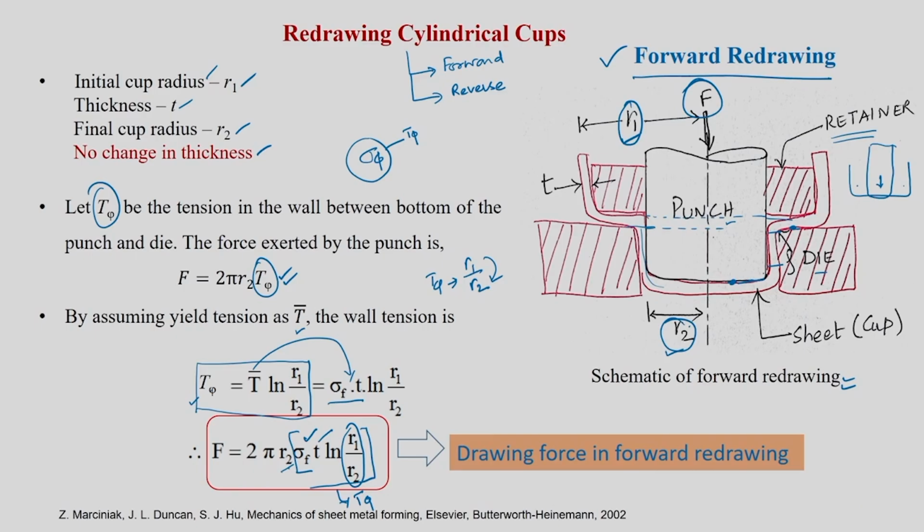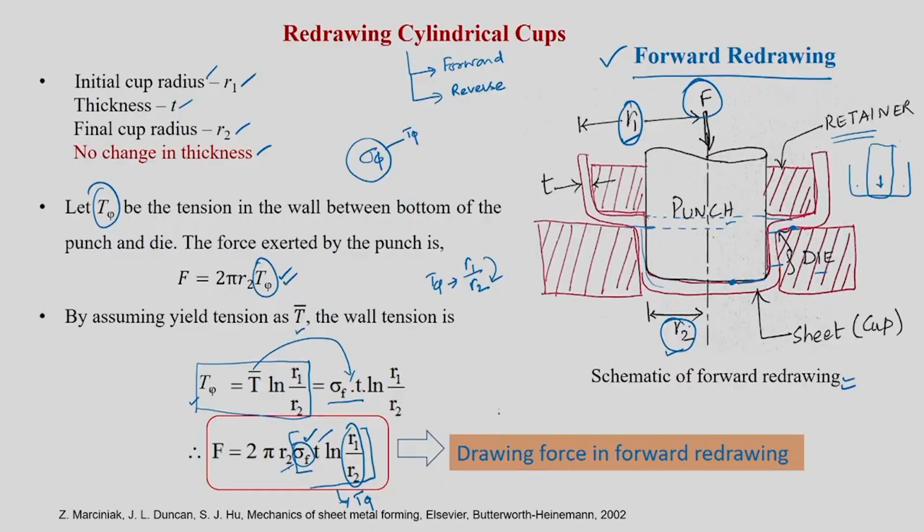So, this is a simple equation, and of course, you know that the sigma f can be kept as a constant value, or it can be made a function of strain to consider strain hardening. It can be made a function of strain rate. Or you can keep it as an average one, sigma f average, like what we have done in the previous section, that is also possible. All are possible here, but the form of the equation will remain the same. It is very simple to use, 2 pi r2 into sigma f t ln of r1 by r2.